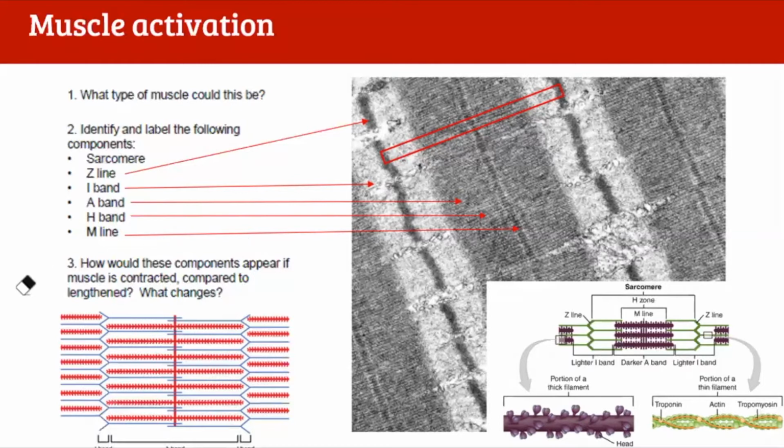And what would happen if the muscle is contracted compared to lengthened? When the sarcomere is contracted, the distance between the two Z lines is reduced. You shouldn't really see a very visible H zone because the actin filaments are sliding in. So again, the idea is that you should also see the reduction in the light A bands as well. So you see the Z line move straight in towards this H zone.